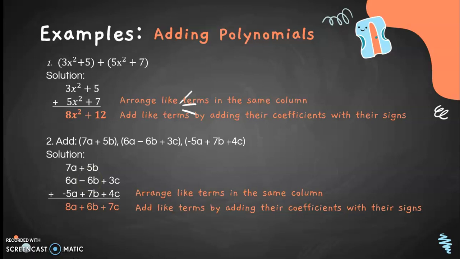Therefore, negative 1 plus 7. 7 minus 1, since they have unlike signs, we subtract. So, we have positive 6 because 7 is bigger. Then, same sign, add: 3 plus 4 is 7. Copy c. Again, we just add the numerical coefficients and then copy the same literal coefficients. So, the answer now is 8a plus 6b plus 7c.